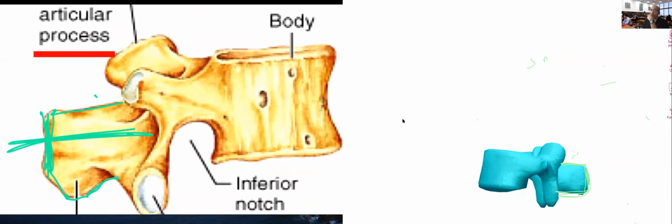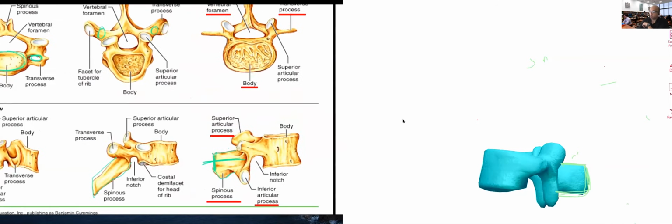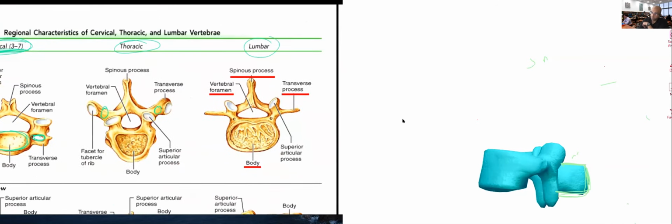So this tells me I am what vertebra? Lumbar, anyone from L1 to L5. Here thoracic, anyone from T1 to T12. So we do not need for this course to differentiate between T1 to T12, or between L1 to L5.